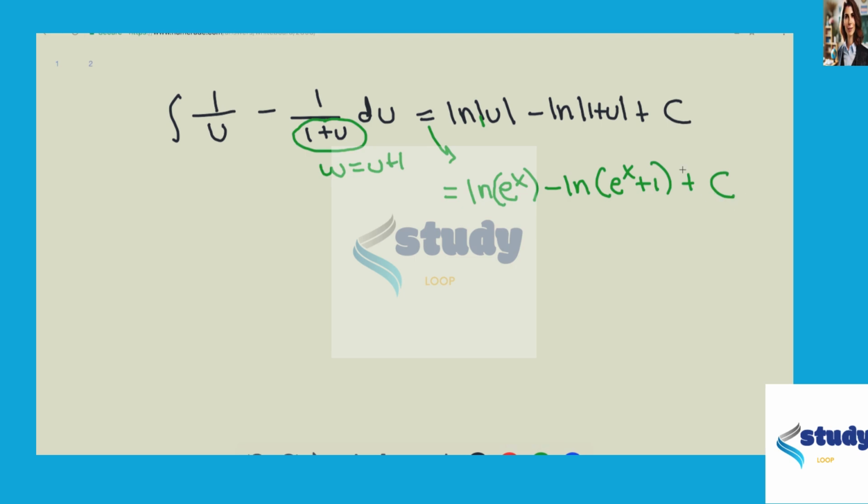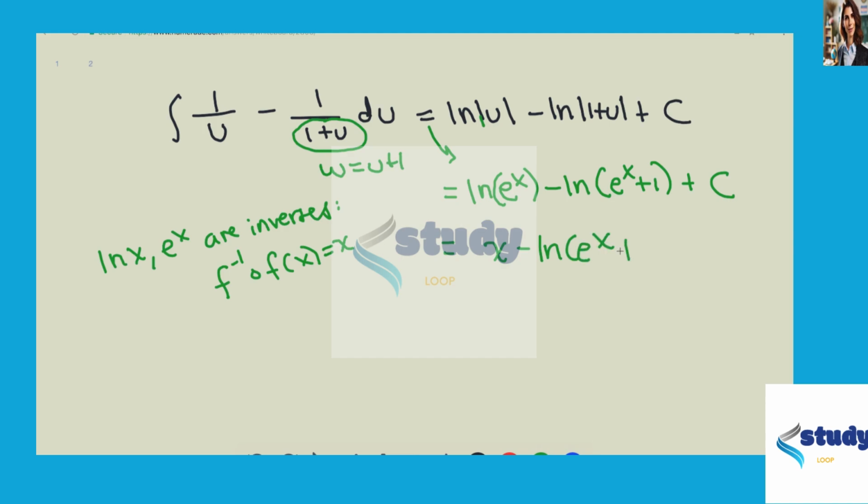The last possible thing we can do here is to use the fact that ln x and e to the x are inverse functions. So remember, if you have inverses and you compose them together, you always get x. And that's exactly what we have here. Natural log is being composed with e to the x, so that is just x. And then everything else is the same. And that's our final answer.